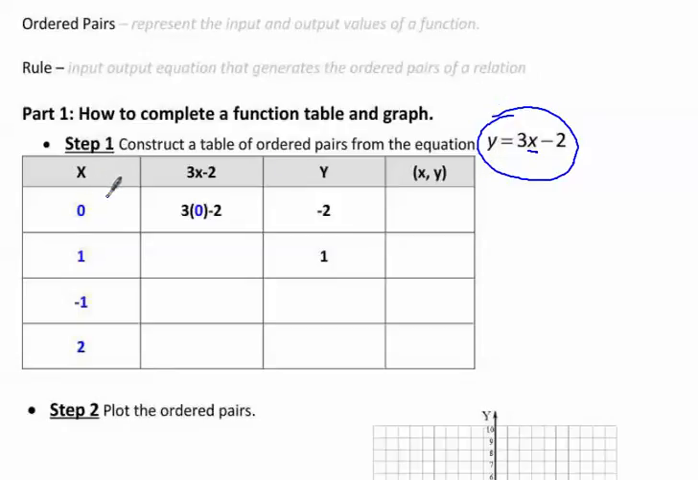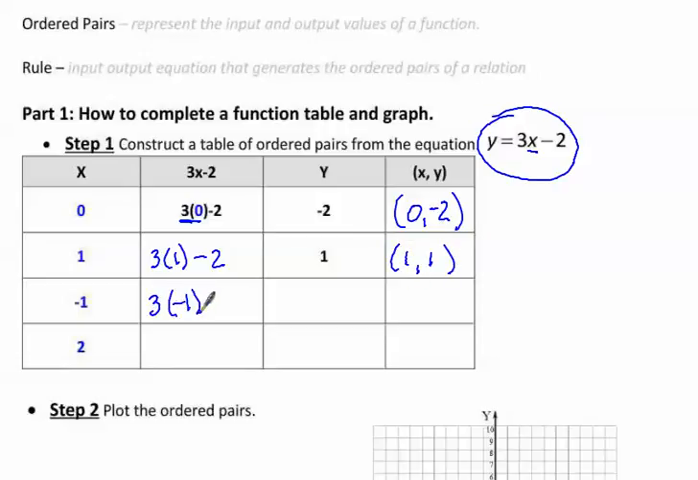So let's talk about how to use this table. You choose your x values. Stay small. So 3 times 0 is 0. 0 minus 2 is negative 2. So that means when your x is 0, your y value is negative 2. Let's try 1. 3 times 1 is 3. 3 minus 2 is 1. So when my x value is 1, my y value is 1.